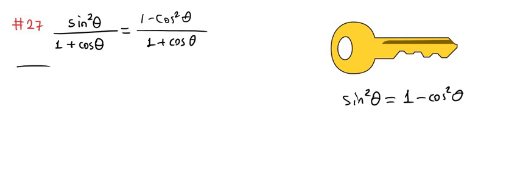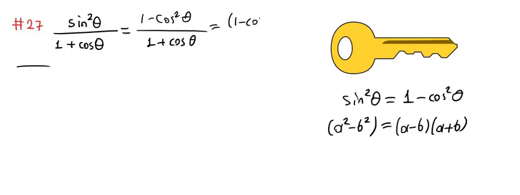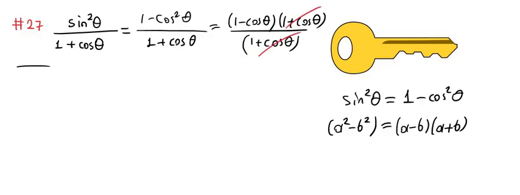I know that the one on the top is difference of two squares, like a squared minus b squared. The first term is perfect because 1 squared is 1. The second one is perfect, cosine squared theta. And we have minus sign in between. So it's a minus b times a plus b by the difference of two squares formula. So it is 1 minus cosine theta times 1 plus cosine theta. And we have 1 plus cosine theta here. 1 plus cosine theta cancels 1 plus cosine theta. The final answer is 1 minus cosine theta.